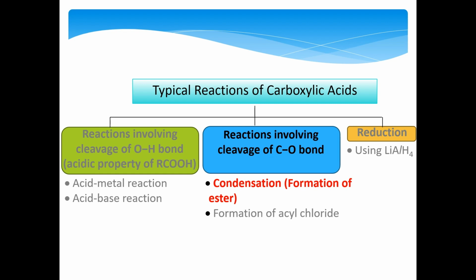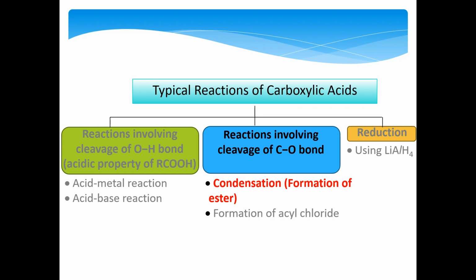So we talked about acid-metal reactions, where carboxylic acids react with metal to give you salt and hydrogen. We also talked about acid-base reactions. Under acid-base reaction, the carboxylic acid can react with a base like NaOH, or with a carbonate like sodium carbonate, or a hydrogen carbonate like sodium hydrogen carbonate. The reactions with carbonate and hydrogen carbonate evolve CO2 gas, and these reactions can also be distinguishing tests for carboxylic acids.